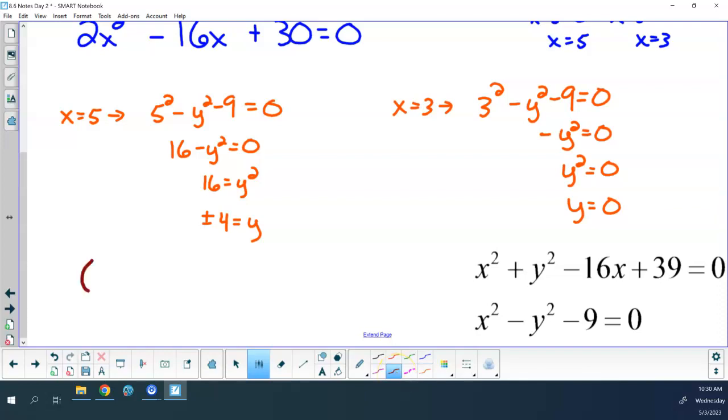So we got 5 comma 4, 5 comma negative 4, and 3 comma 0. Yes.